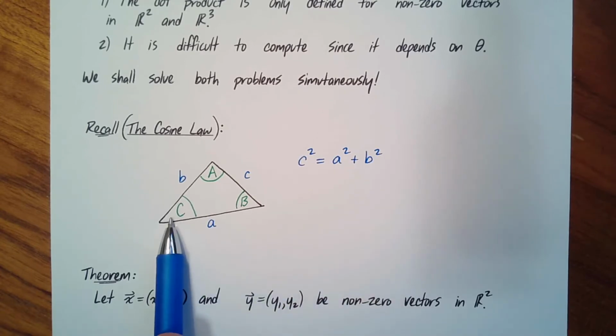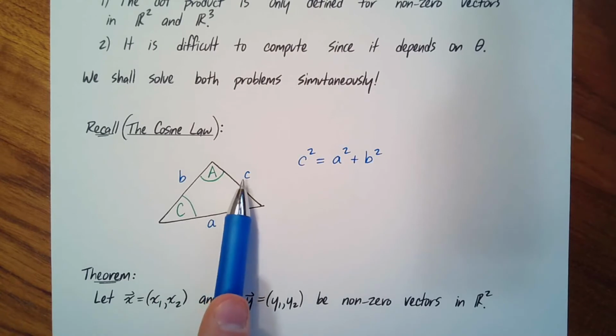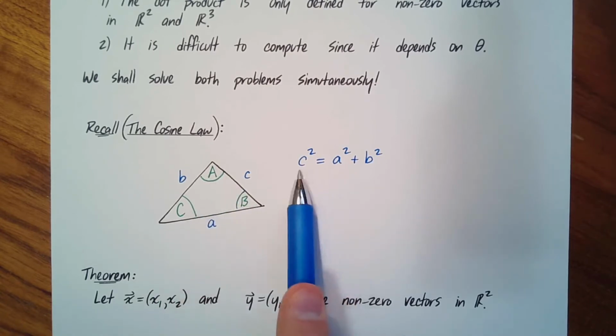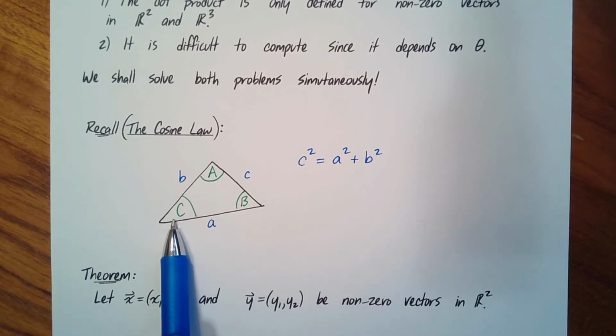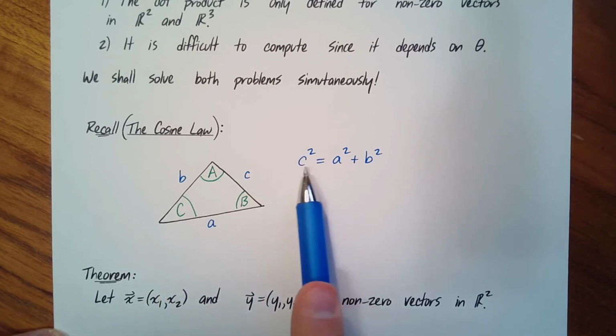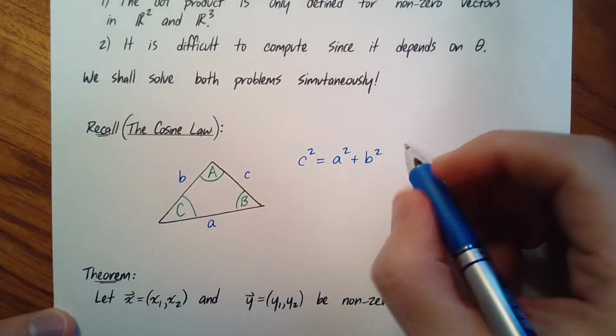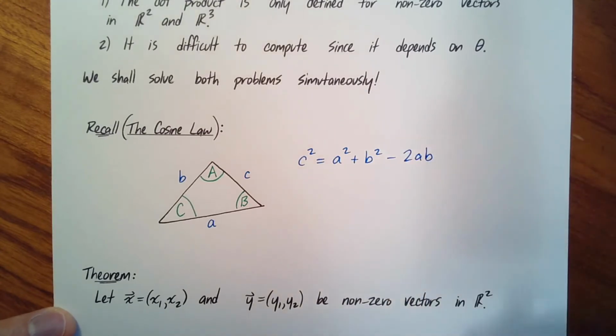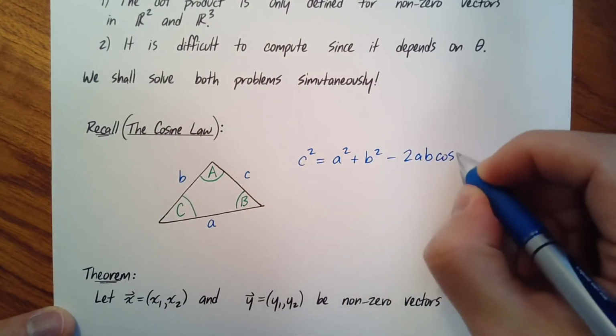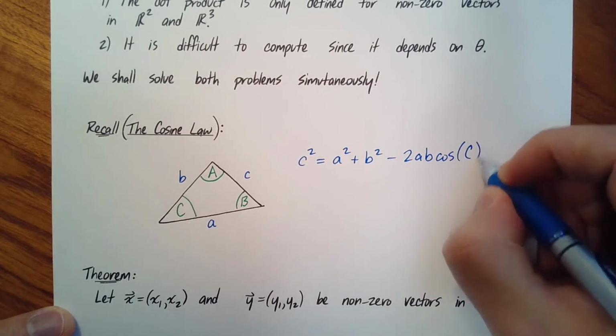That's if c were a right angle. If c were a right angle, this would be a right triangle. This would be the hypotenuse, and then you'd have the Pythagorean theorem. But this is what you would do in general, when this angle is not necessarily 90 degrees, or not necessarily a right angle. Well, then you just subtract the following: 2 times a times b times the cosine of capital C.